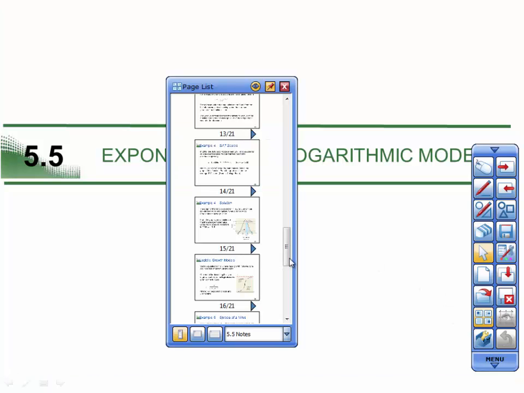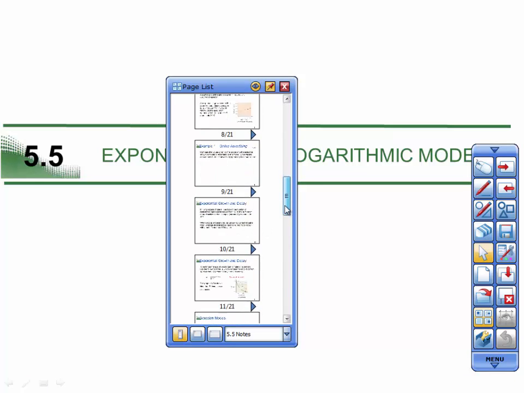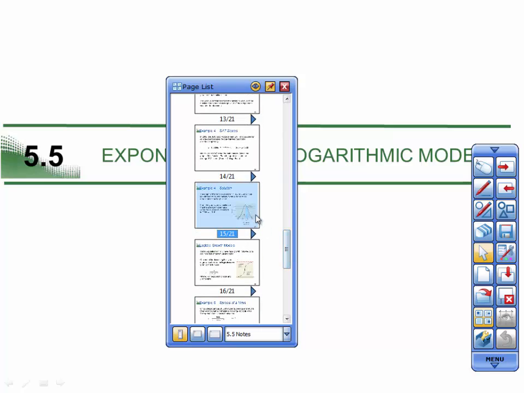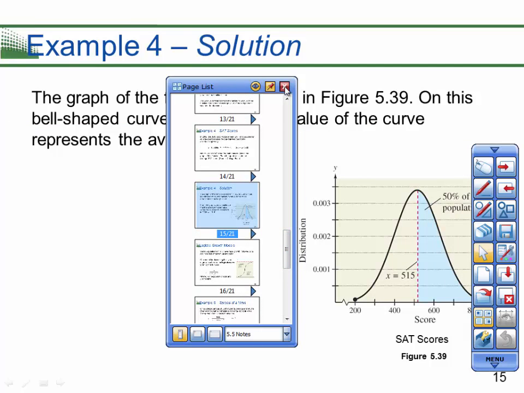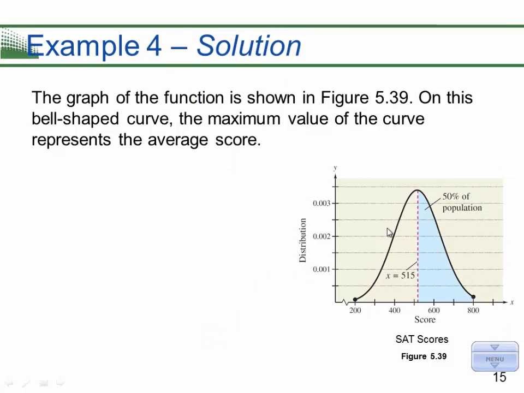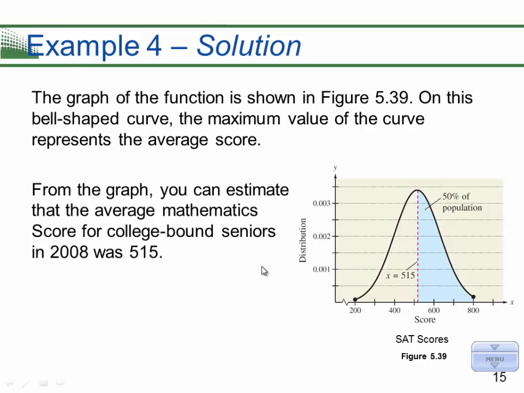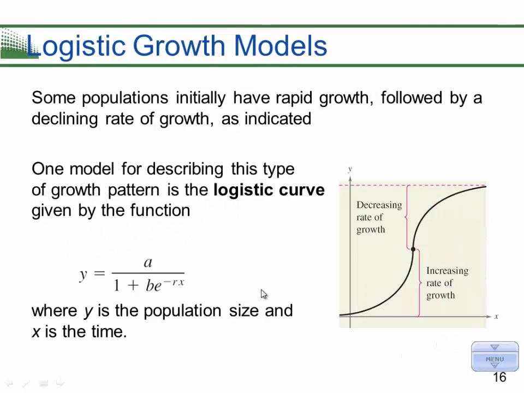Okay, we can look at that graph on here as well. You can see here's the distribution, and then the average SAT score was 515 in 2008. All right, let's look at logistic growth now.